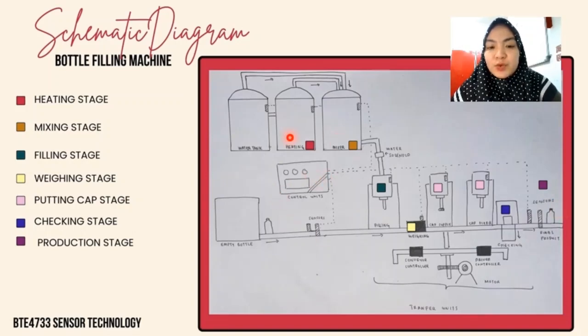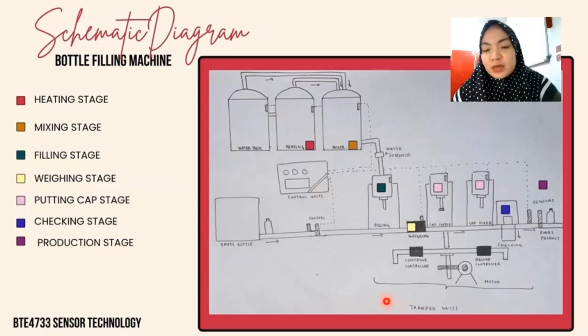As you can see here, we have a control unit. The control unit's function is to control all the mechanisms used in this machine and also the sensors that are used in this machine. So the control unit here acts as a user manual control and machine controller.